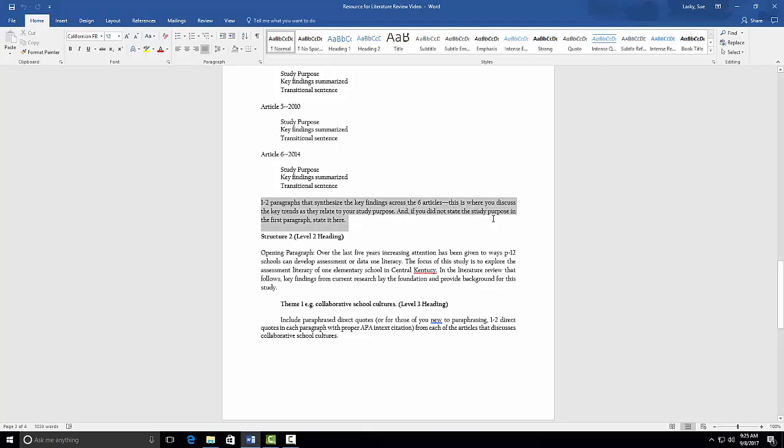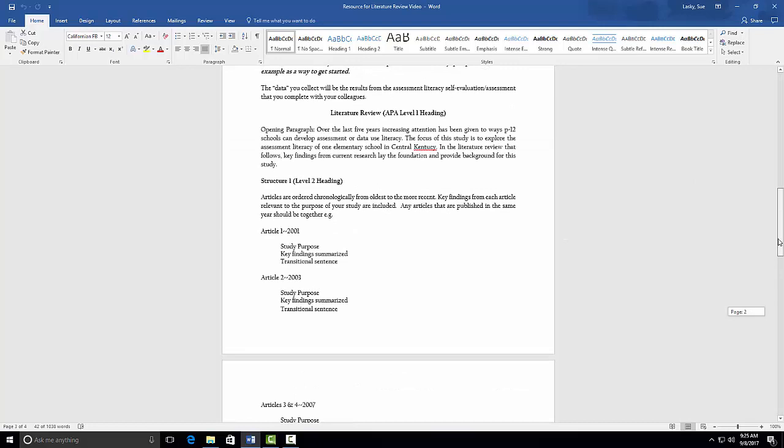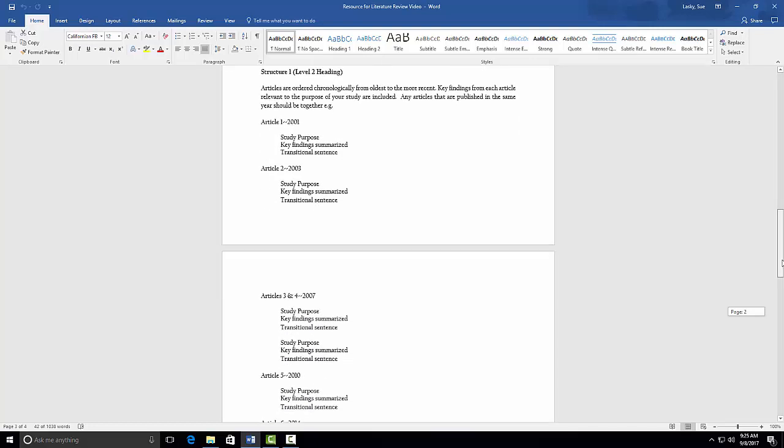So you're going to have to include 1 to 2 paragraphs in which you synthesize the key findings across the 6 articles. Right? If you did not state your study purpose in the first paragraph, you need to state it here. So I'm going to review this again really quickly. Structure 1 is where you chronologically order the studies that you've read for class from the oldest to the most recent. And notice that if you have a couple of studies from the same year, they're together. Okay? Now we're going to move on to structure 2.